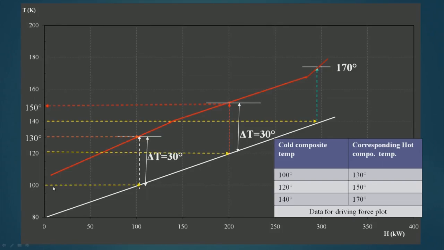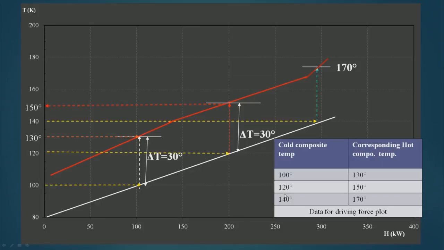Now, this is 100 degree centigrade. At this temperature, the driving force is 30 degree centigrade. At 120, the driving force is again 30 degree centigrade. And here, at 140 degree centigrade, the driving force is 30 degree centigrade. So, when the cold composite temperature is 100, then the corresponding hot composite temperature is 130 degree centigrade.